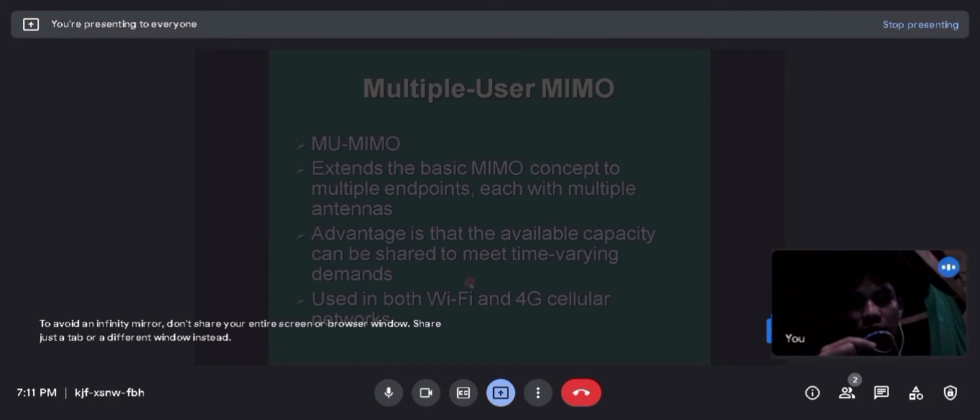Multiple user MIMO, or MU-MIMO, extends the basic MIMO concept to multiple endpoints, each with multiple antennas. The advantage of multiple user MIMO compared to single user MIMO is that the available capacity can be shared to meet time-varying demands. Multiple user MIMO techniques are used in both Wi-Fi and 4G cellular networks. We also use multiple user MIMO in the latest generation, which is 5G.